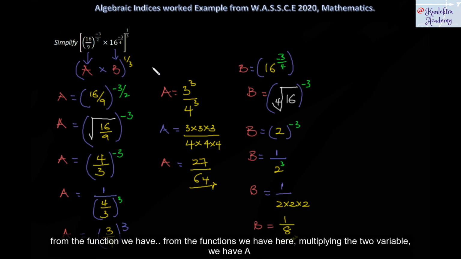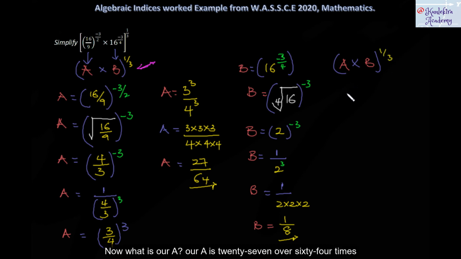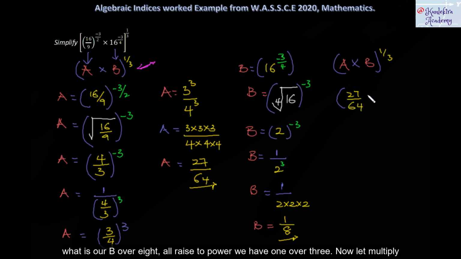Now multiplying the two variables from the function we have here, we have a times b all raised to power 1 over 3. Now what is our a? Our a is 27 over 64 times, what is our b? Our b is 1 over 8. All raised to power 1 over 3.